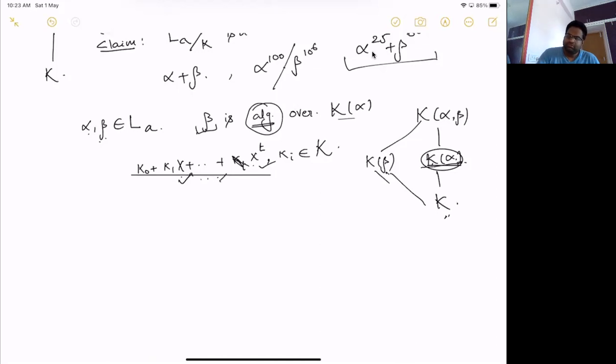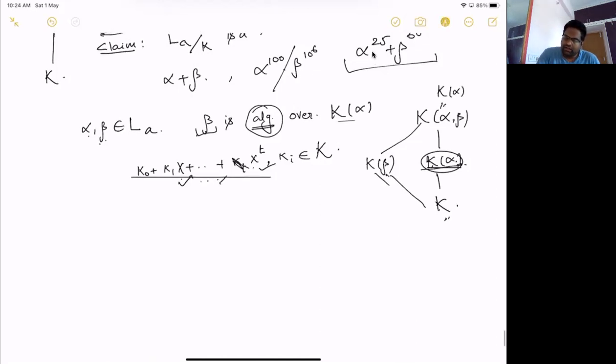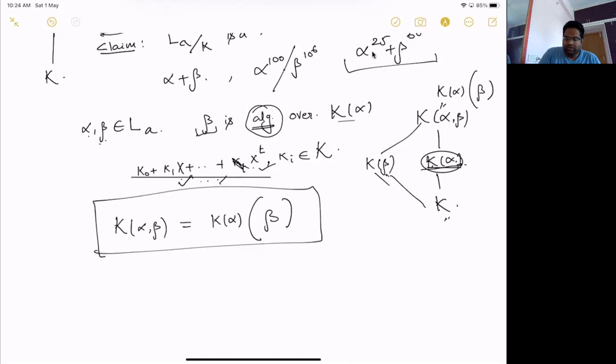Now, this is K of alpha over beta. So note this: K of alpha, beta is equal to K of alpha of beta. So both are the same. If you adjoin alpha and beta and then take the field generated by both, this is the same thing as first taking the field generated by K and alpha, and then taking the field generated by beta and K of alpha. So both give the same set of fractions. This is easy to check.